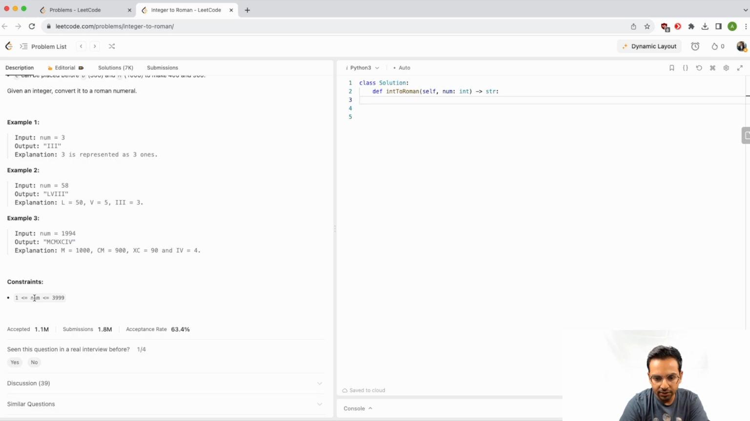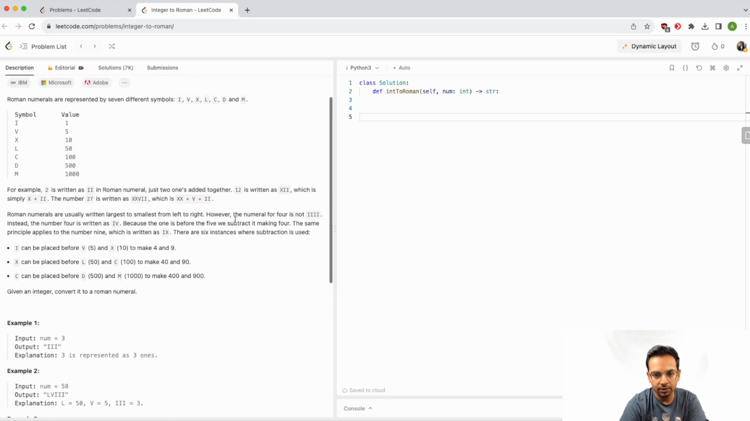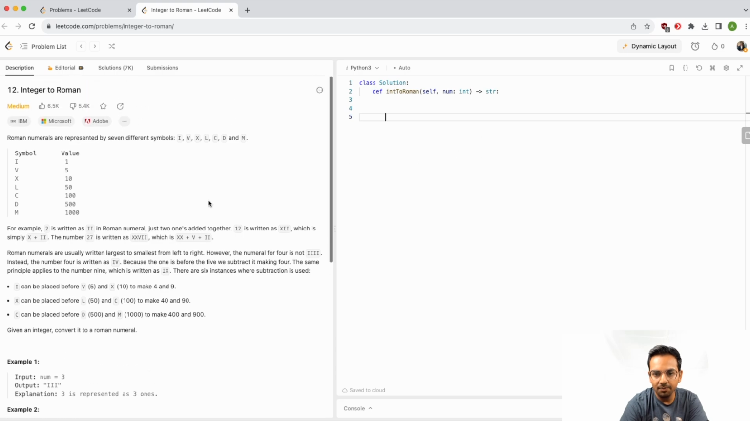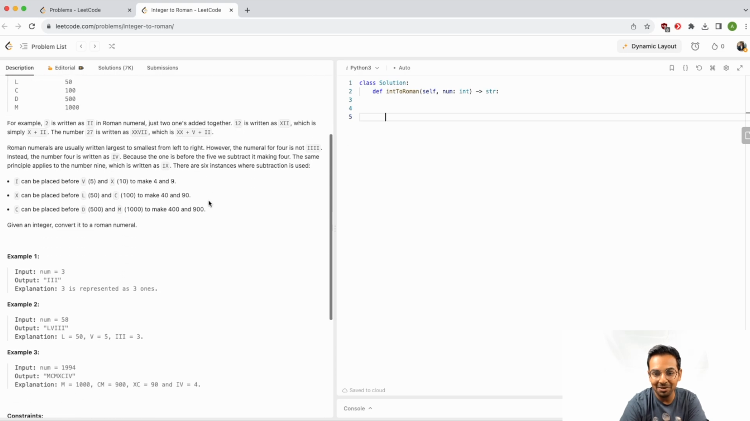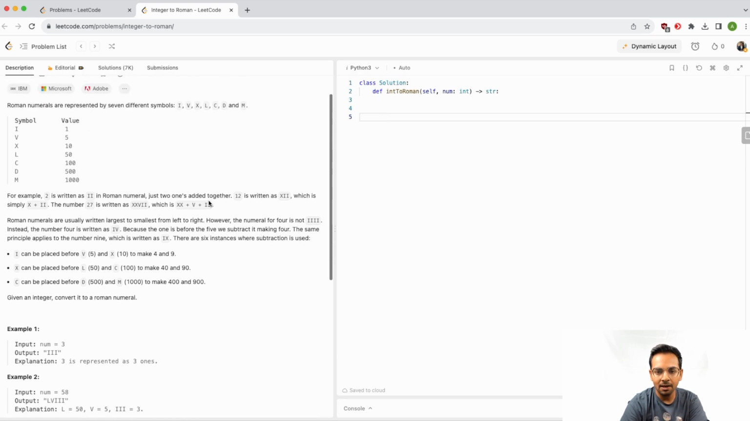Important, what are the constraints? The number would only go from 1 to 3999. Not even 4000. Perfect. So this is a classic example of a problem appearing to be too much and too complicated, but it shouldn't be.